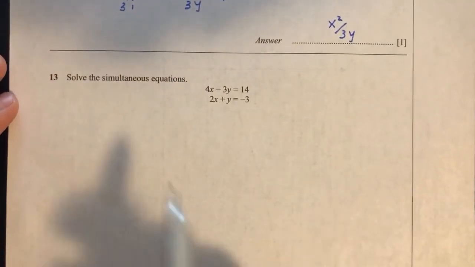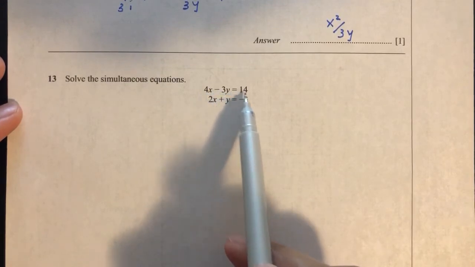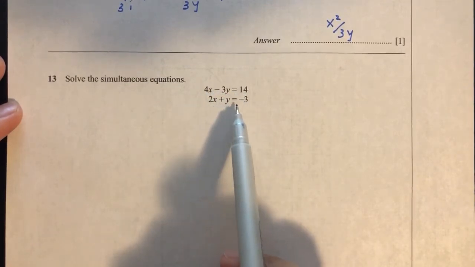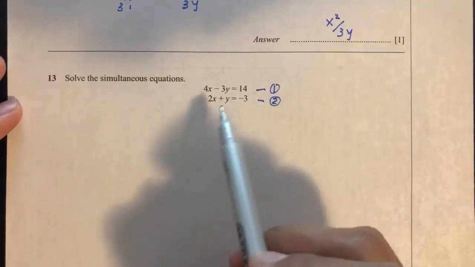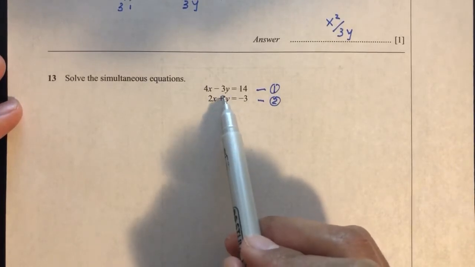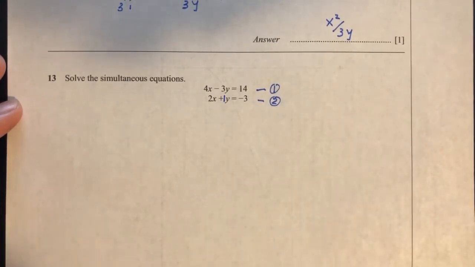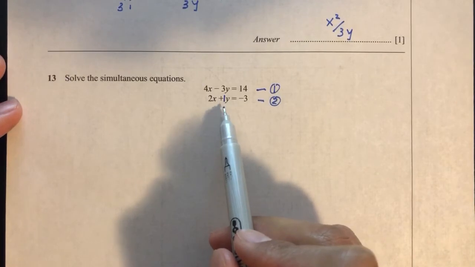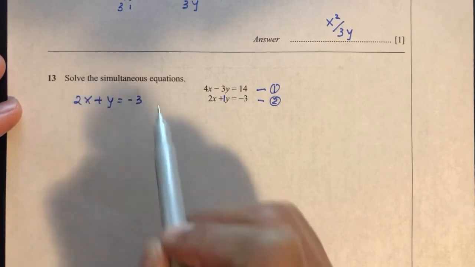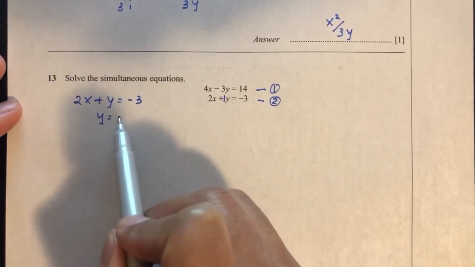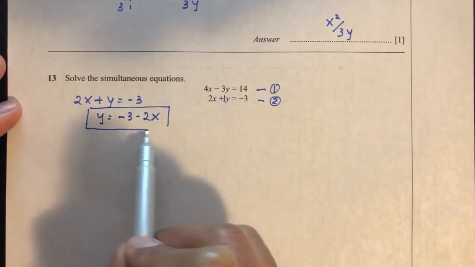Question number 13, solve the simultaneous equations. We have 4x minus 3y equal to 14, and 2x plus y equal to minus 3. This is equation number 1, equation number 2. Since the coefficient of y is 1 here, we can use the method of substitution. So let's make y the subject of the formula in this equation. We have 2x plus y equal to minus 3. So y becomes minus 3 minus 2x. That's y as the subject of the formula.